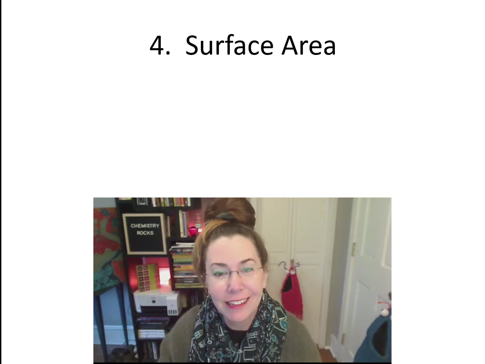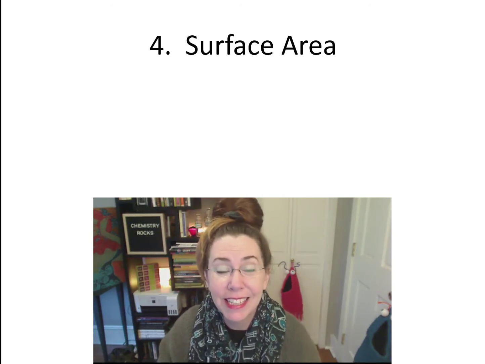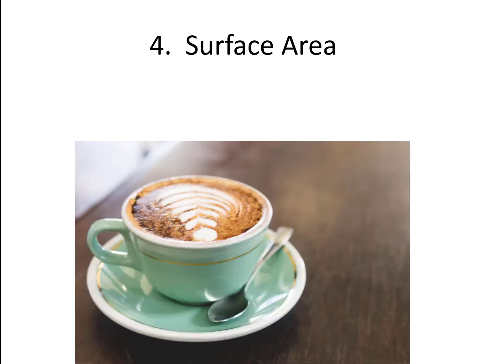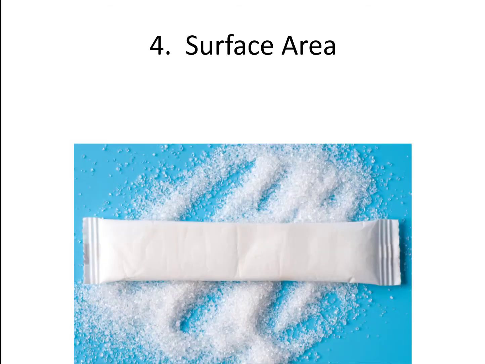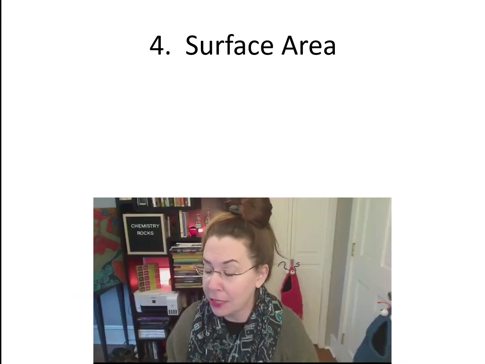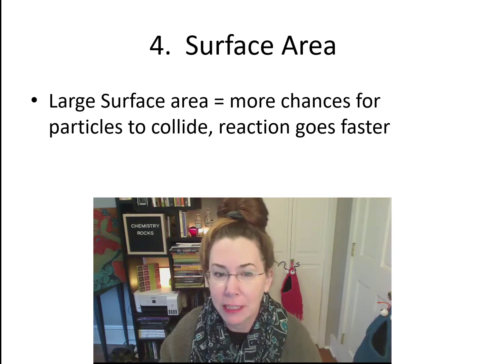The analogy I like to use for this is sugar. Let's say I go to my favorite coffee shop and I order, I don't know, a latte. Let's be fancy. And I ask for sugar. If I ask for sugar and they give me a sugar cube, it's going to take a lot longer for my drink to taste sweet. Why? Well, that cube has less surface area than sugar in a packet, which is already broken down into granules. So surface area definitely plays a part.